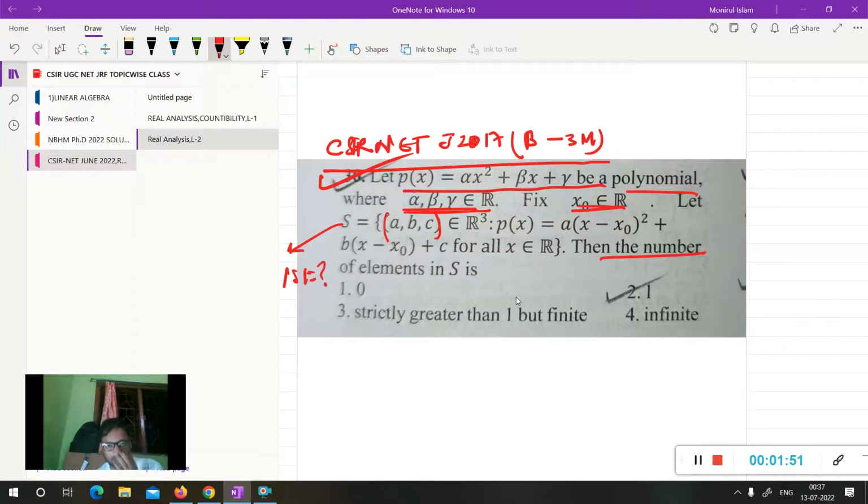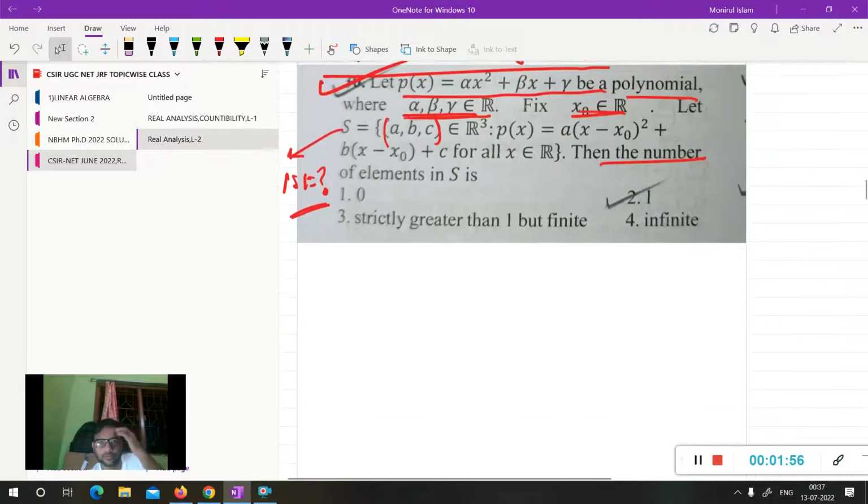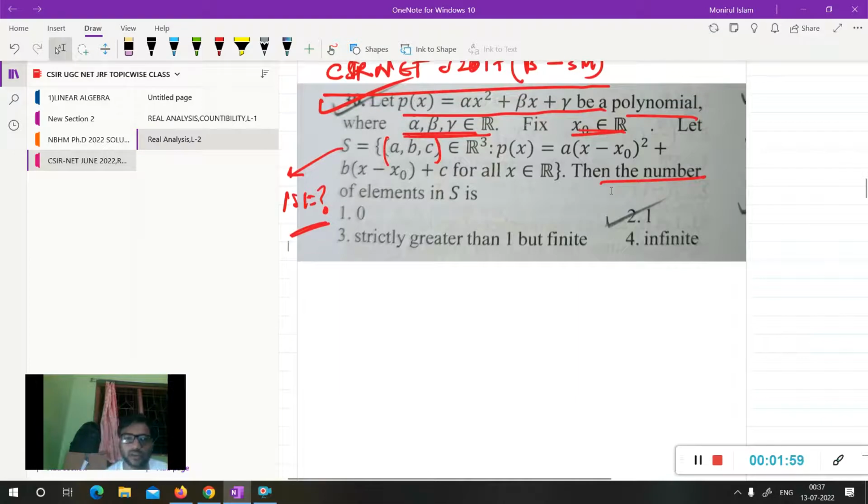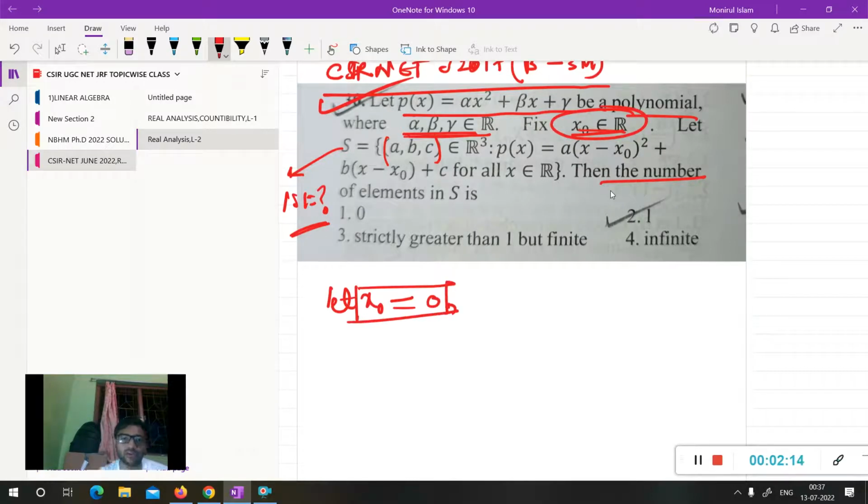See, it says fix x naught. So I am fixing my x naught to be 0 for convenience, since 0 is a real number. I am fixing x naught to be 0 so that the problem becomes easy. Our aim is to solve the problem by a very easy method, so that in the examination we don't have any confusion. You have to know the trick to solve the question in a few seconds in the examination.